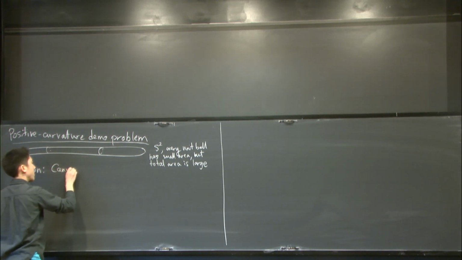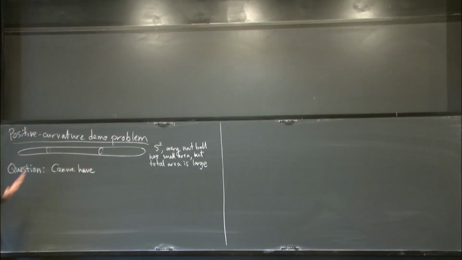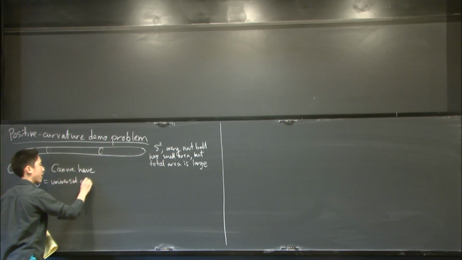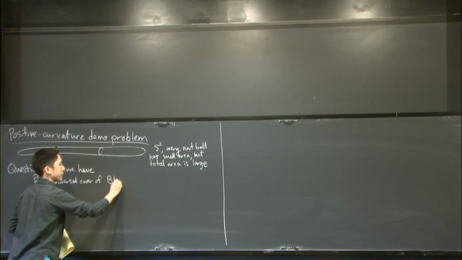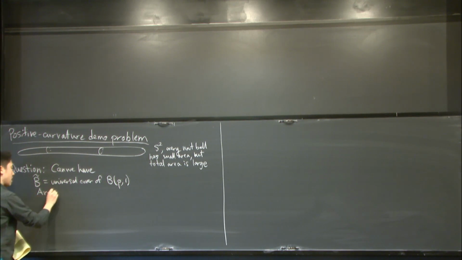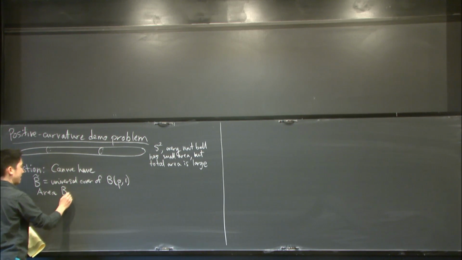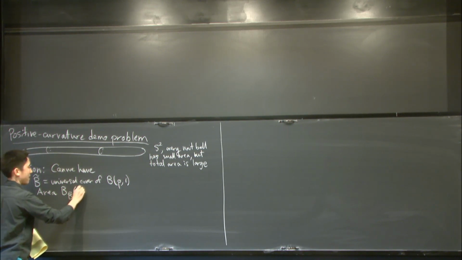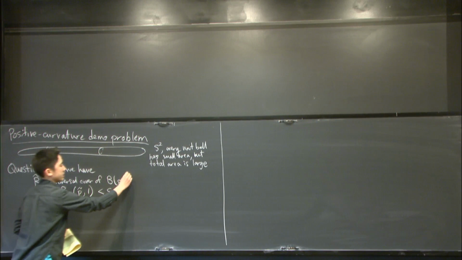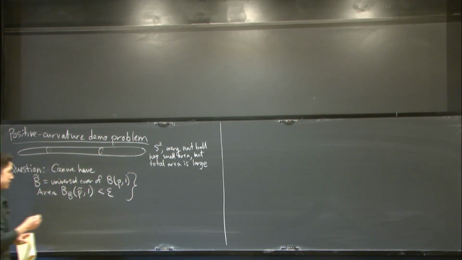So can we have, we want to strengthen this hypothesis about the balls. So look at what I wrote. I'm going to use as notation B tilde to be the universal cover of a ball of radius 1 around a point P. And then I want to suppose as the hypothesis that the area of a ball around a lift of P is small, and that this condition is true for all points P.